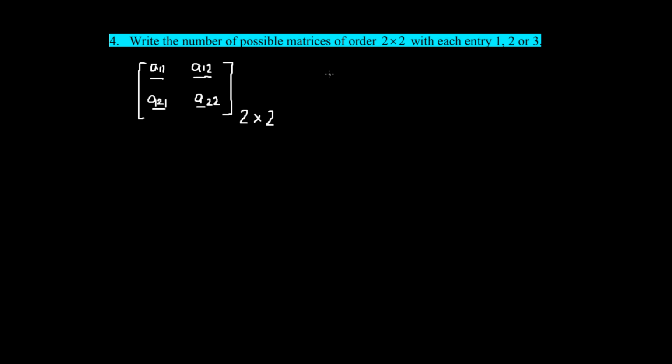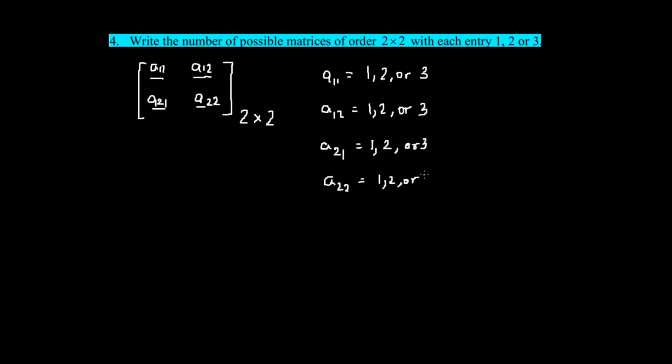Now E11 could be either 1, 2 or 3. Similarly, E12 can also take the values 1, 2 or 3. E21, the same case, it can take 1, 2 or 3. And similarly, E22 also can take 1, 2 or 3. So in each of the cases we see there are 3 possibilities, for 4 entries.